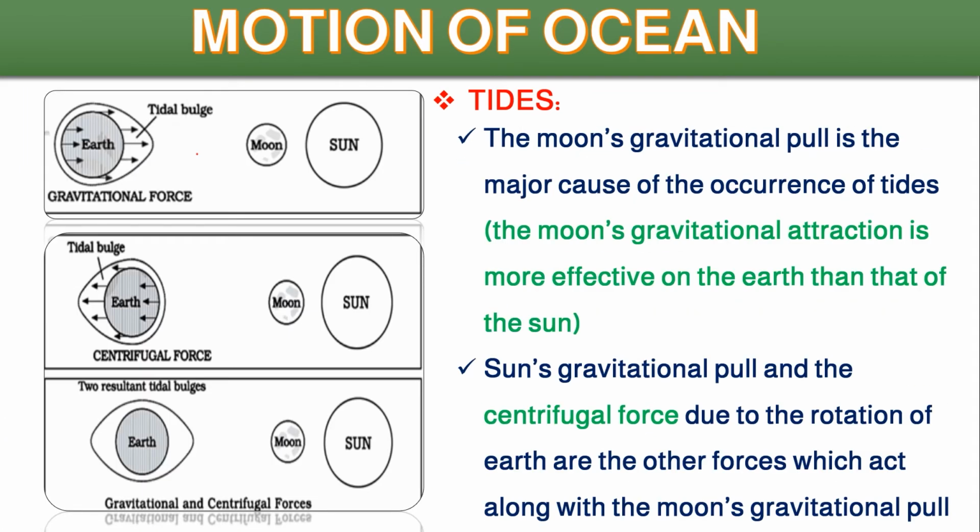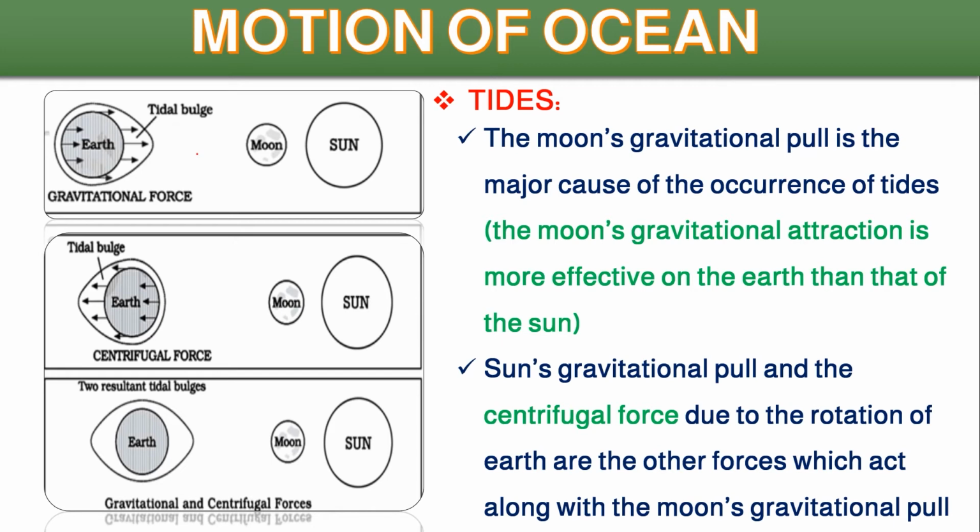Here you can see this is earth, this is moon, and this is sun. Here you can see this bulge, we call it a tidal bulge, and this is caused by the gravitational pull of the moon, and here you can see in the opposite direction also. There is a tidal bulge that is caused by centrifugal force. So here you can see the combined forces of gravitational force and centrifugal force. You can see a bulge on the two sides of the earth.